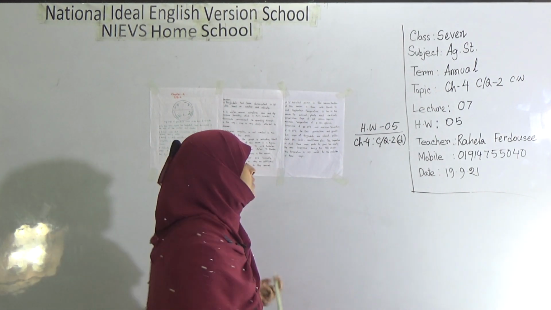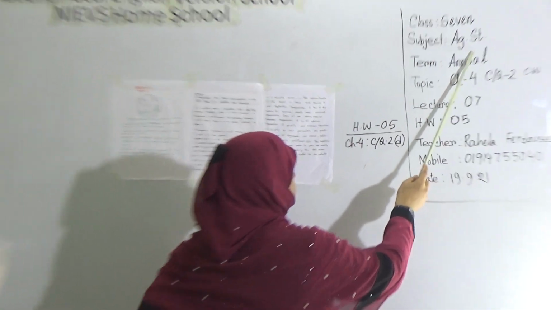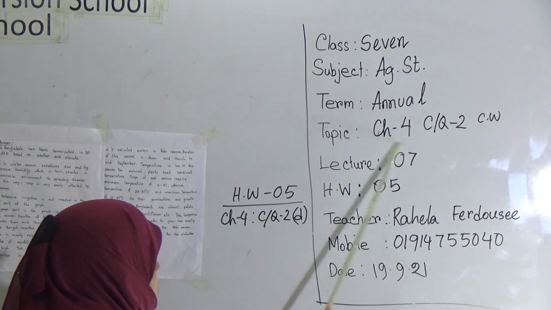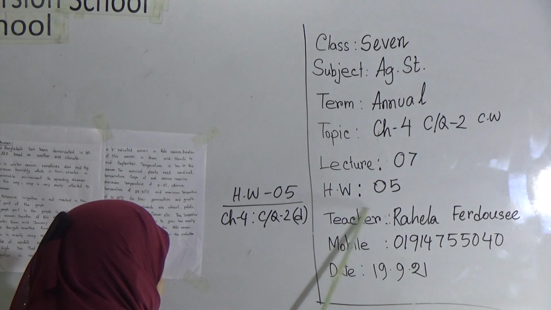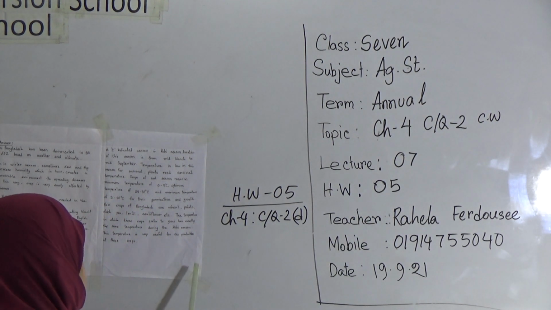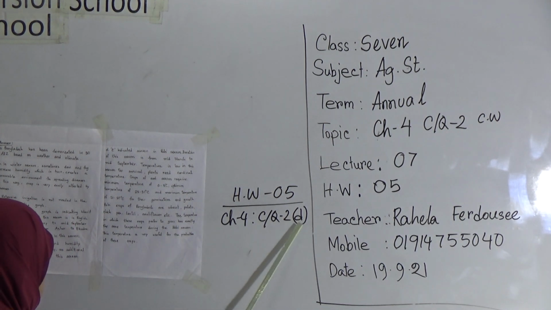Today we are going to have a class with a student of class 7. Our today's subject is Agriculture Studies. This is our annual term and today our topic is chapter 4 CQ2 CW. Our today's lecture number is 7 and SW number is 5. My dear students, after completing reading and learning the question answer, you will do SW chapter 4 CQ2 number D.